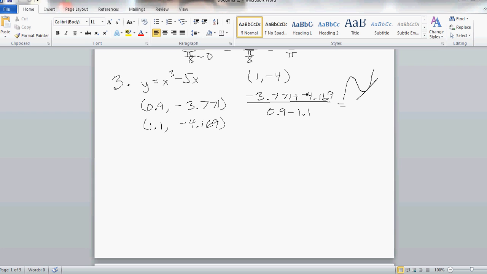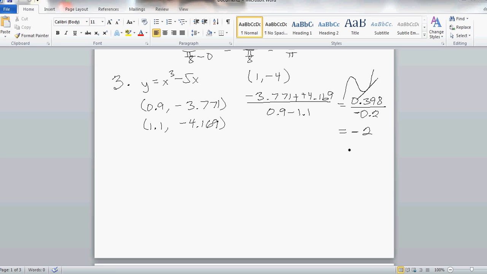And so that would add, and let's see, negative 3.771 plus 4.169 is 0.398 over 0.2, which when we do all the division equals negative, this would be negative 0.2, and we end up with negative 1.99. Now to me that would say, okay, that's probably fairly close to negative 2. And so I'm going to do a little bit of rounding here.